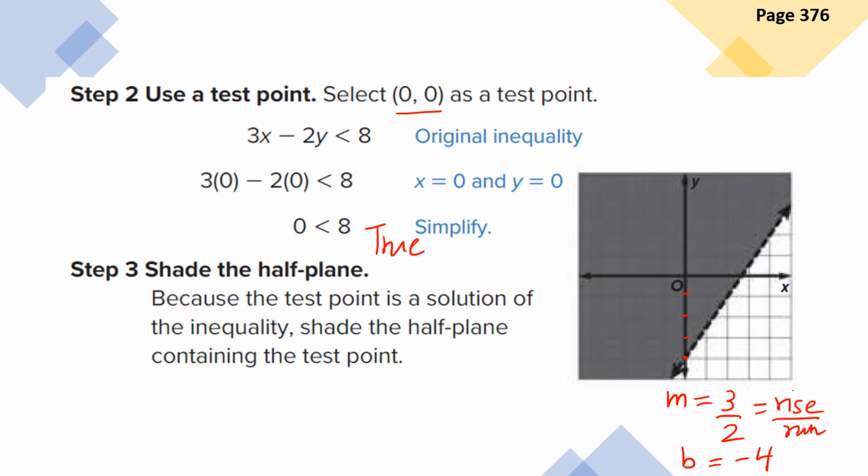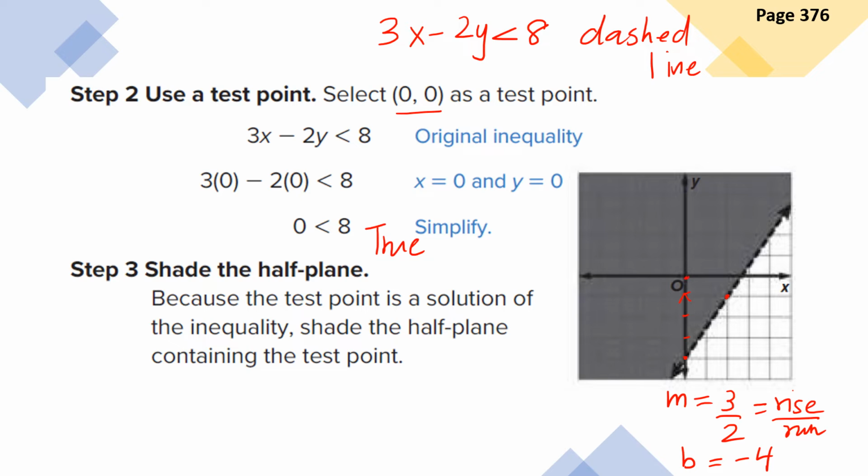Then rise by 3 here, run by 2 here. This is the next point. So therefore you get the graph. Now it was a strict inequality, 3x minus 2y less than 8, strictly less. So if it is strictly less, then it is going to have a dashed line or broken line. That's why you have this broken line that you see that you have drawn.